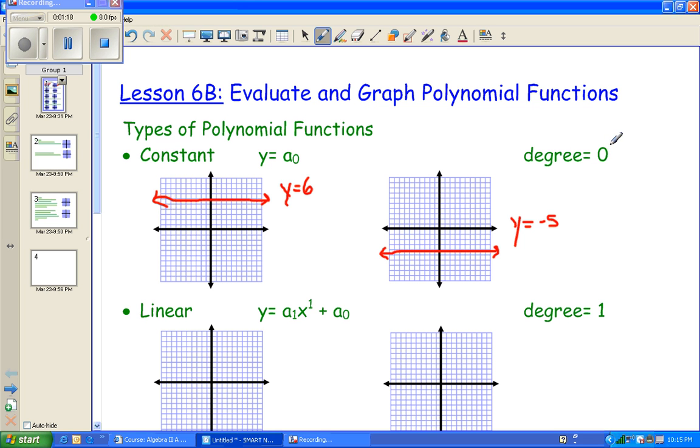Something else that you want to pay attention to is this guy has a degree of 0. That means that there aren't going to be any zeros or rational roots that fall on the x-axis. There's not a possibility of any of them happening.